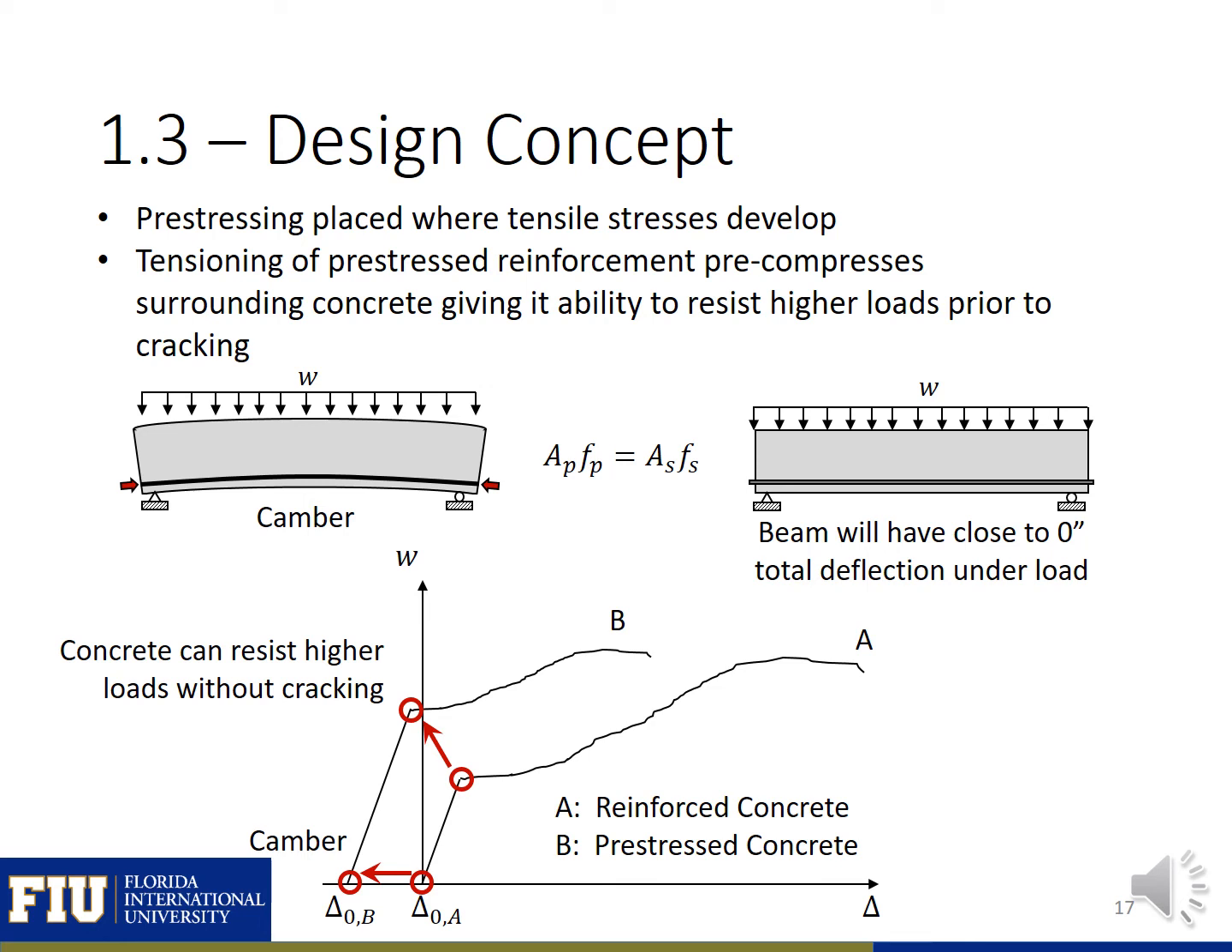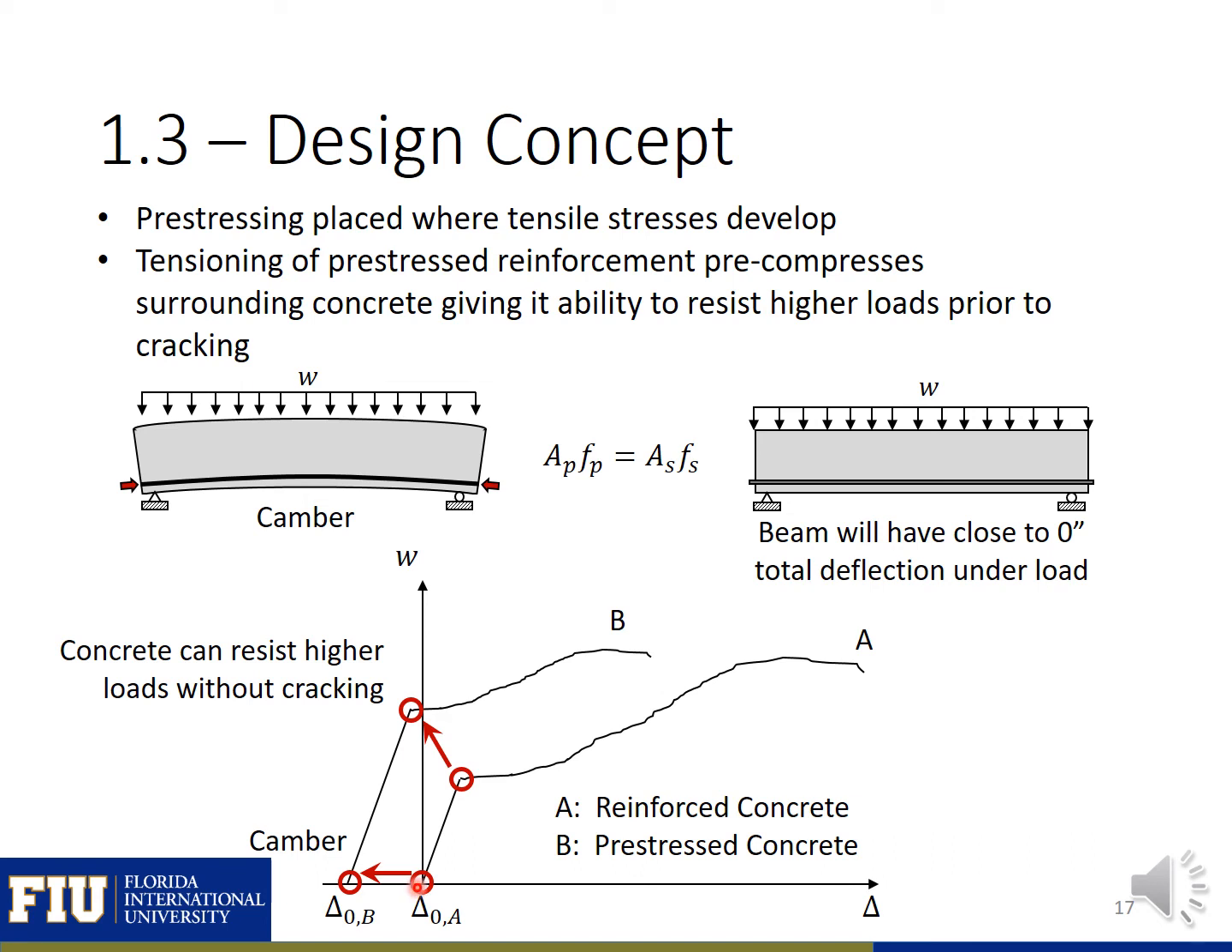The next general concept we mentioned already, but tensioning of the pre-stress reinforcement is going to pre-compress the surrounding concrete, which will give it the ability to resist higher loads prior to cracking. So here we have a pre-stressed beam on the left and a non-pre-stressed beam on the right, and we'll assume here that they have an equal A_p f_ps to A_s f_y. So they essentially have an equal tension force from the steel and pre-stressing components.